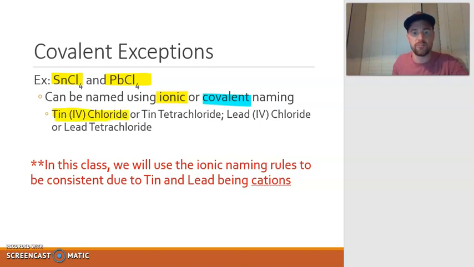chloride, such as tin 4-chloride or lead 4-chloride. But they also could be named covalently, such as tin tetrachloride or lead tetrachloride. Both are actually acceptable in common literature, but we are going to be consistent. In this class, we are going to use the ionic naming rules because tin and lead are metals or cations. So that's what we'll do in this class.